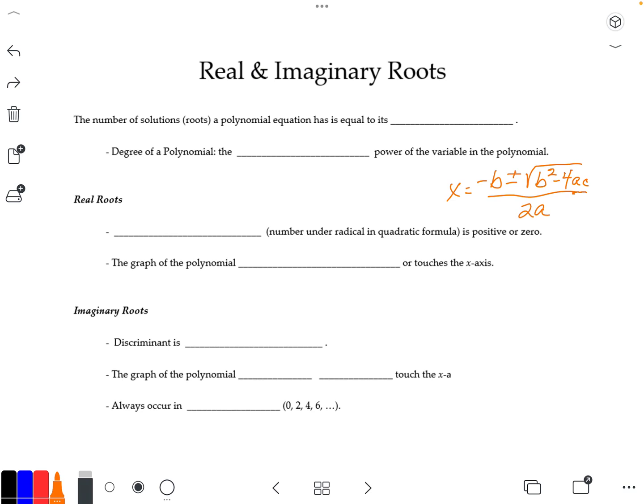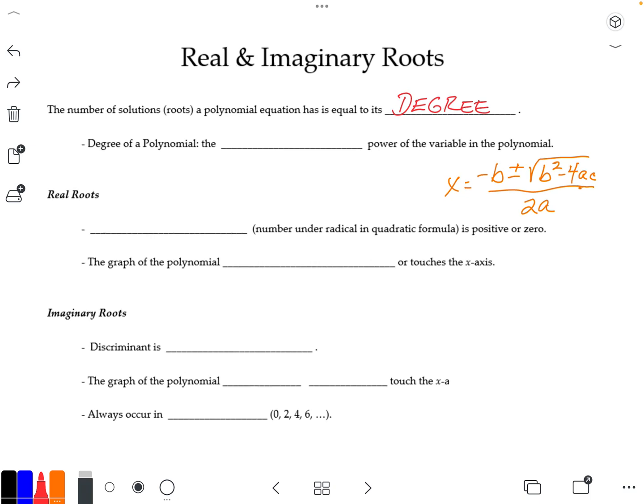So the number of solutions or roots that a polynomial equation has is equal to its degree, and the degree of the polynomial is the highest power of the variable in the polynomial. So if you put the equation in standard form, whatever the highest exponent is, which will be on the left-hand side of the equation, is the degree of the polynomial.